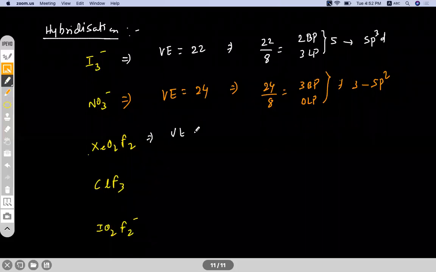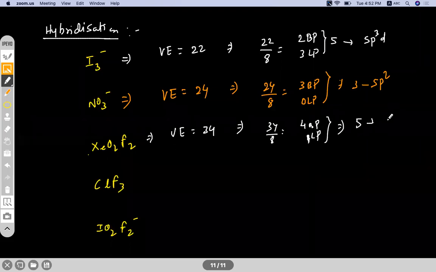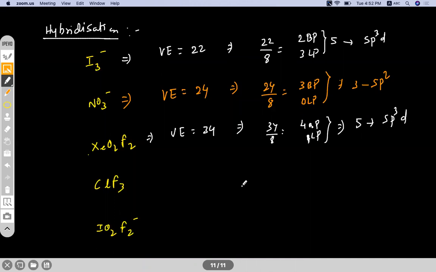XeO2F2, valence electron is 34? So 34 by 8 gives you 4 bond pair and 2 lone pair. Sorry, 1 lone pair, 32, and yeah, 1 lone pair. And then we have steric number 5. It is sp3d. Okay, TBP is the geometry here.